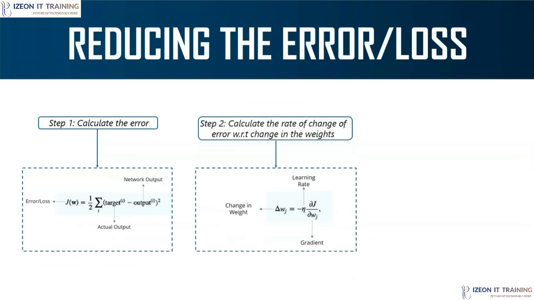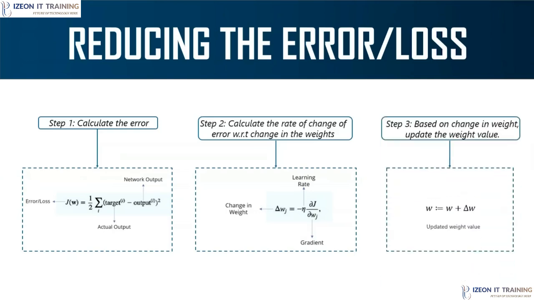Step 2 is, based on the error you get, you calculate the rate of change of error with respect to the change in the weight. The learning rate is something that you set in the beginning itself. Step 3 is, based on this change in weight, you calculate the new weight. Your updated weight will be your weight plus the rate of change of weight. So guys, that was all about backpropagation and weight update.